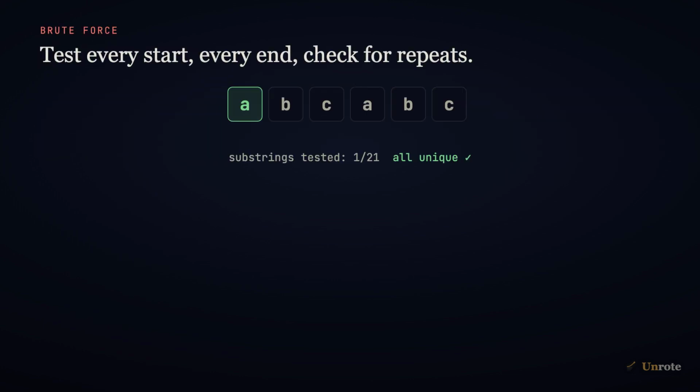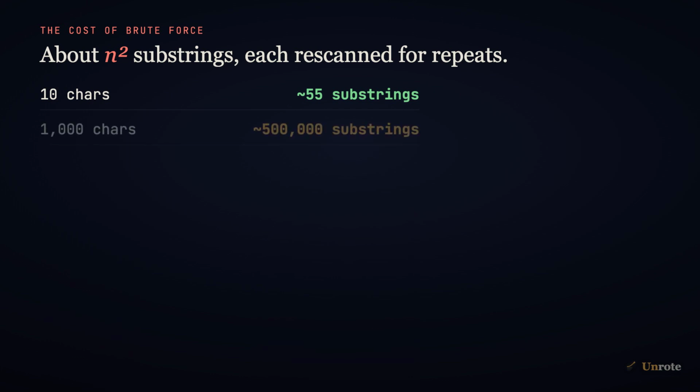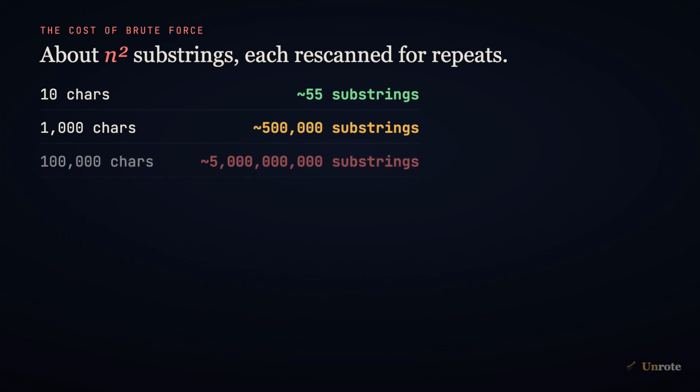The instinct is brute force. Take every possible start, extend to every possible end, and check whether that piece has all unique characters. It works, but look at how much you redo. The same characters get scanned again and again. And count the cost. There are about n squared substrings, and checking each one for duplicates takes more work on top. That's cubic, or quadratic if you're careful. A string of 100,000 characters becomes billions of operations. It falls over. Now the flip.